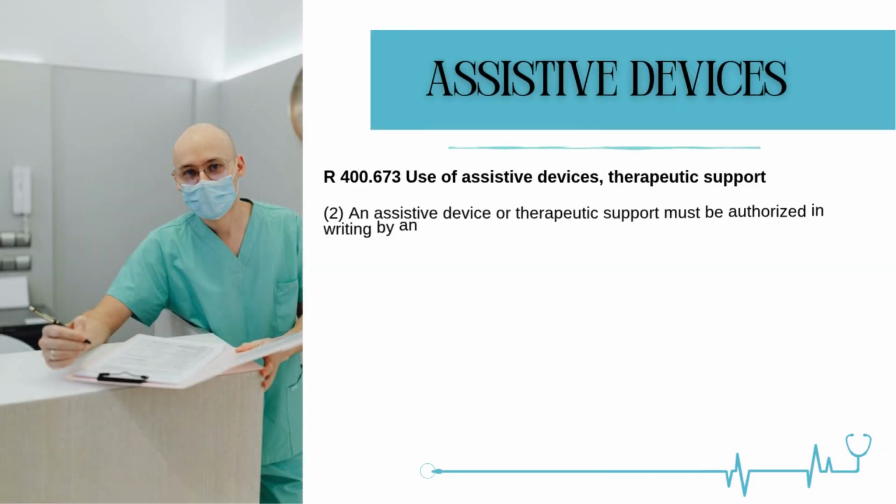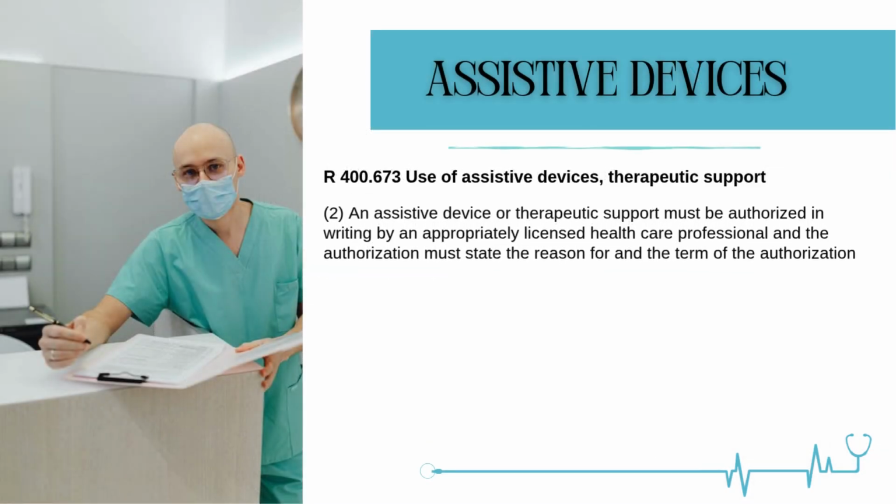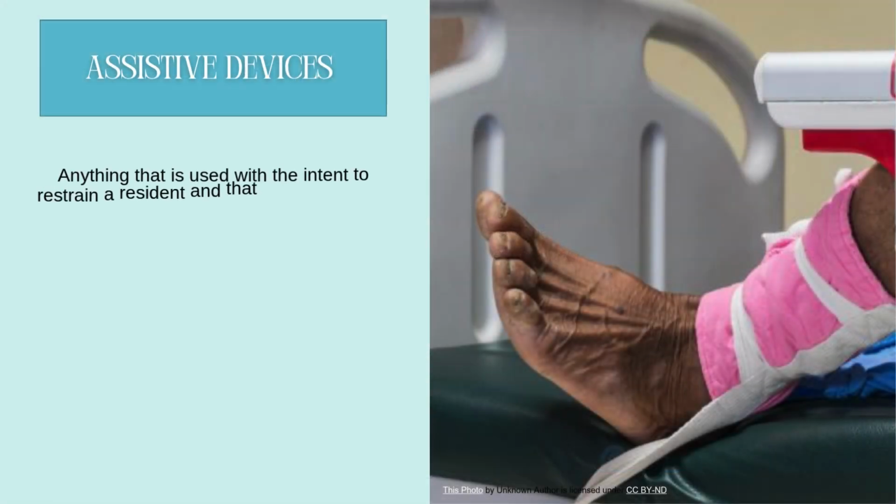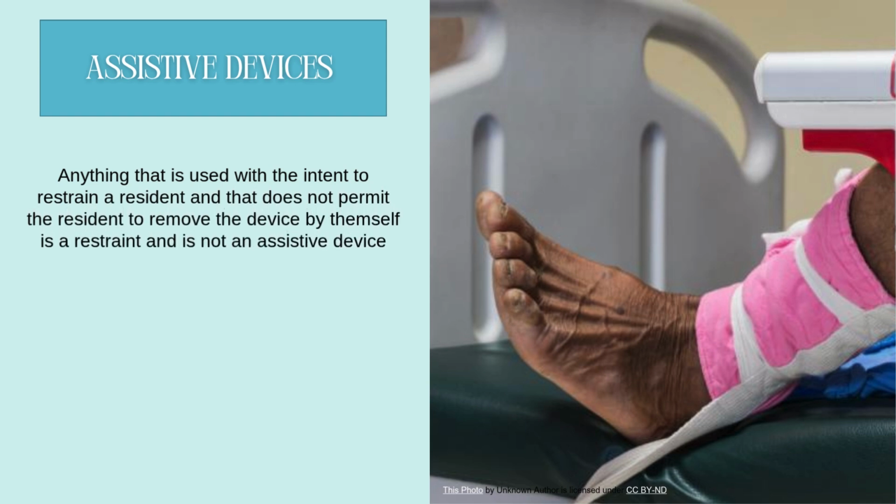An assistive device or therapeutic support must be authorized, in writing, by an appropriately licensed healthcare professional. The authorization must state the reason for, and the term of the authorization. Anything that is used with the intent to restrain a resident and that does not permit the resident to remove the device by themselves is a restraint and is not an assistive device.